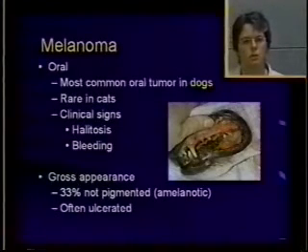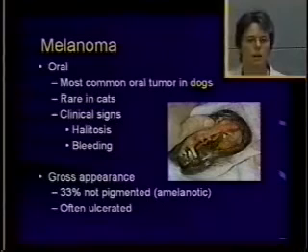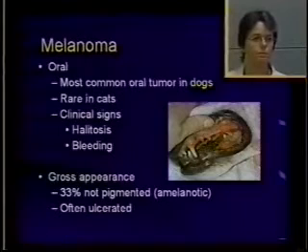33% of the patients will have what we call amelanotic melanomas, that is, the tumors will not be pigmented. One of the signs that we look for, though, is ulceration. That won't differentiate it between a squamous cell carcinoma and a melanoma, but may make you think that it's less likely to be something like an epulis.